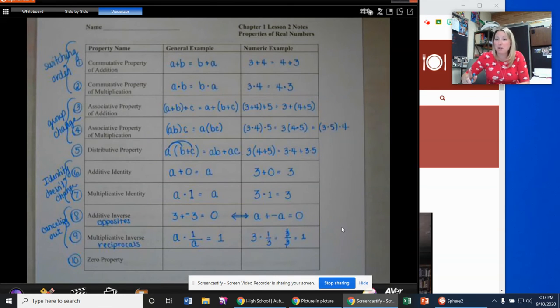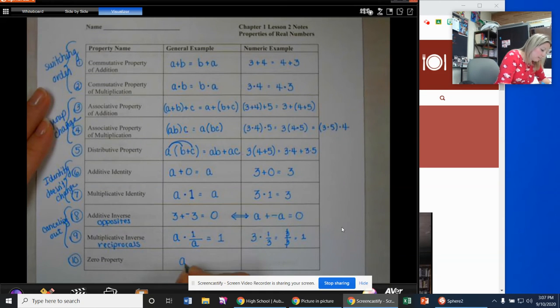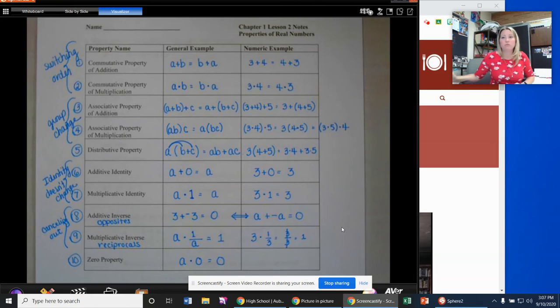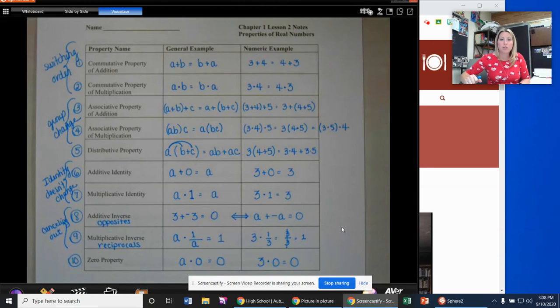And the zero property is exactly as easy as you think it is. What's anything times 0? It's 0. It's exactly as easy as you think, right? 3 times 0 is 0. Anything times 0 is 0. That's why that poor little zero property is off on its own there, right?